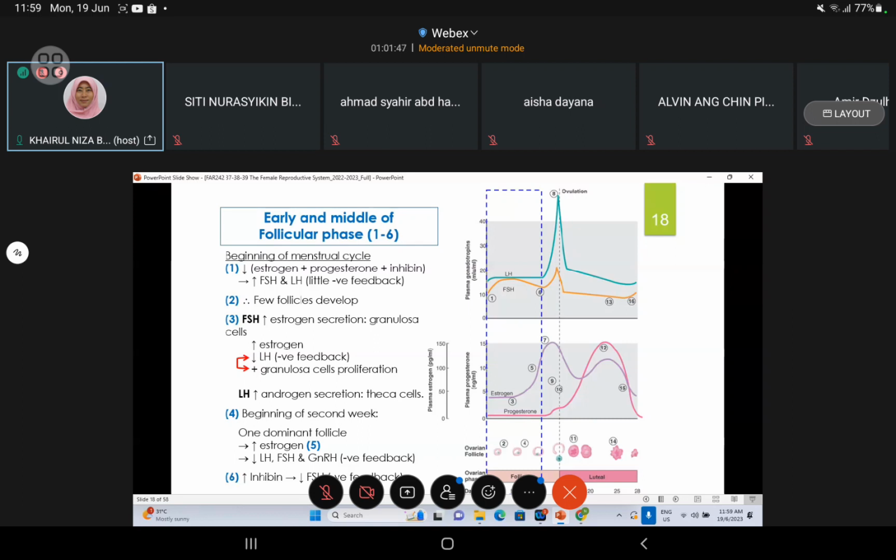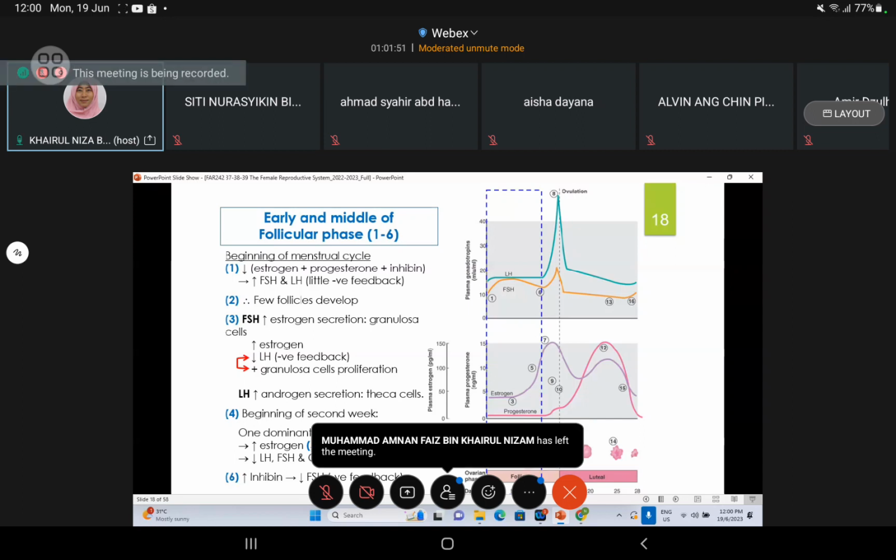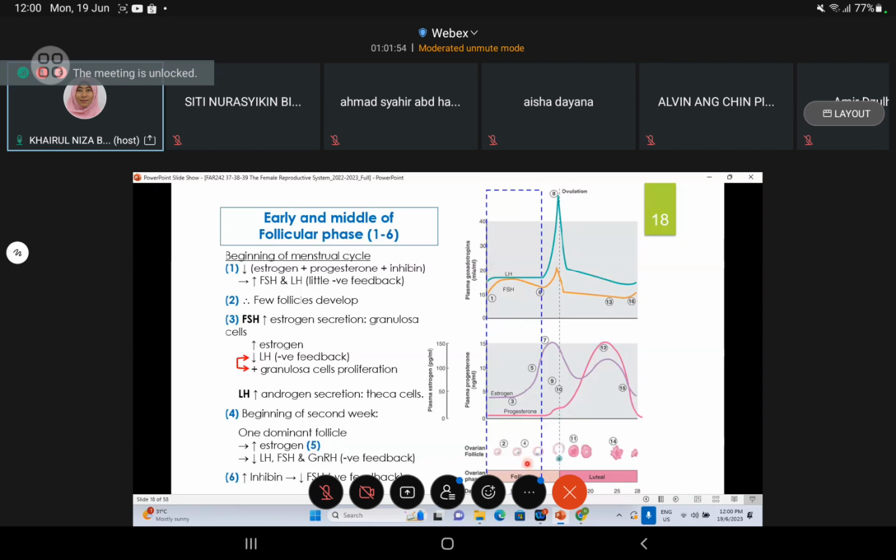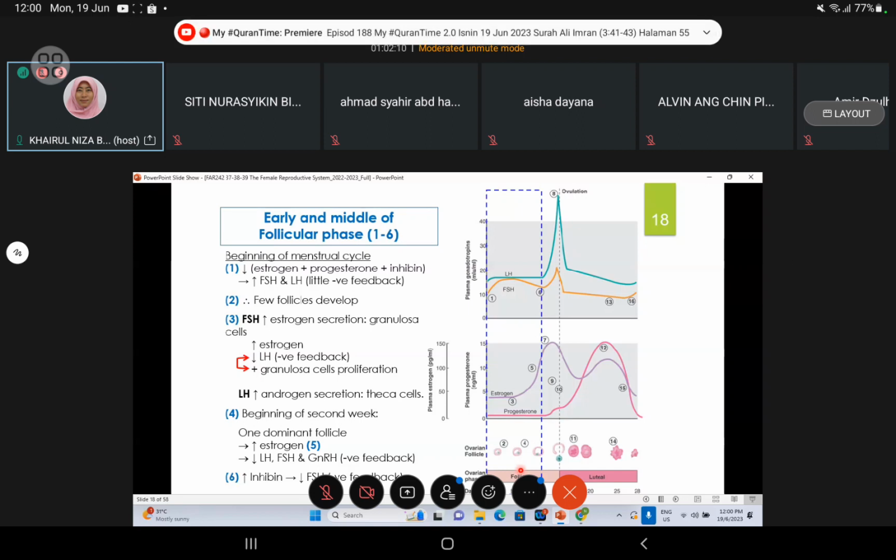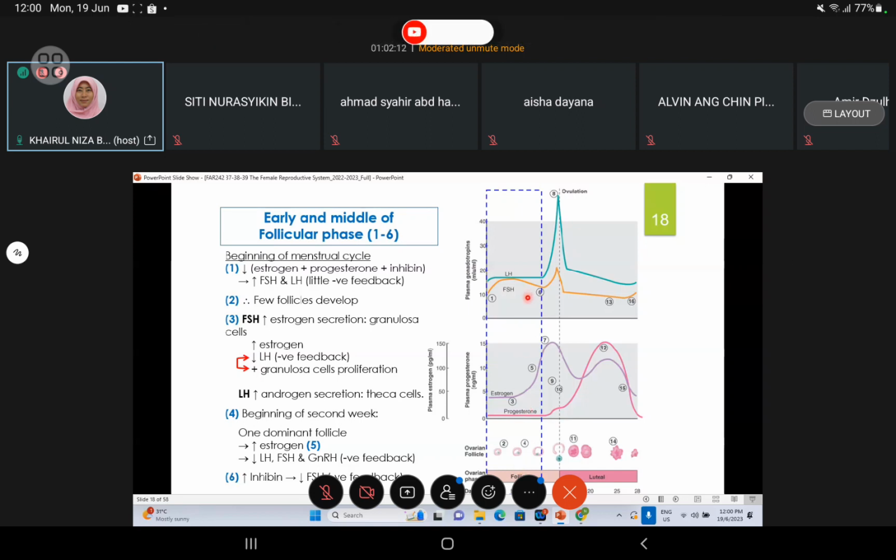At the beginning of the second week, number 4 here, we can see that there's one dominant follicle that is left behind in the ovary. Because this dominant follicle secretes a lot of estrogen, and a little bit of progesterone at this stage, it has a strong negative effect towards LH, FSH, and GnRH. You can see that both of them are being blocked from being highly secreted.